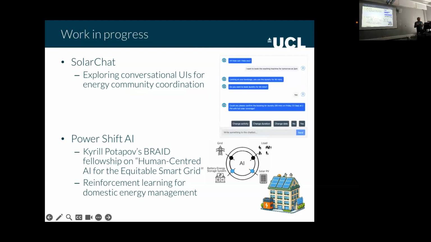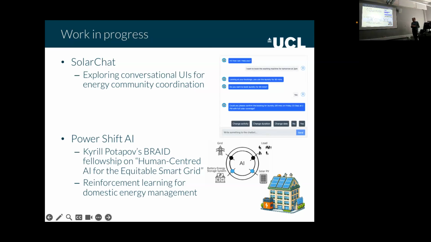And the other project, which is work in progress, is called PowerShift AI. This is a fellowship that Kirill is leading, funded by AHRC. And it's in collaboration with Microsoft Research in Seattle, as well as, again, Uria at King's and Mirko Mussolesi, who is upstairs in CS.